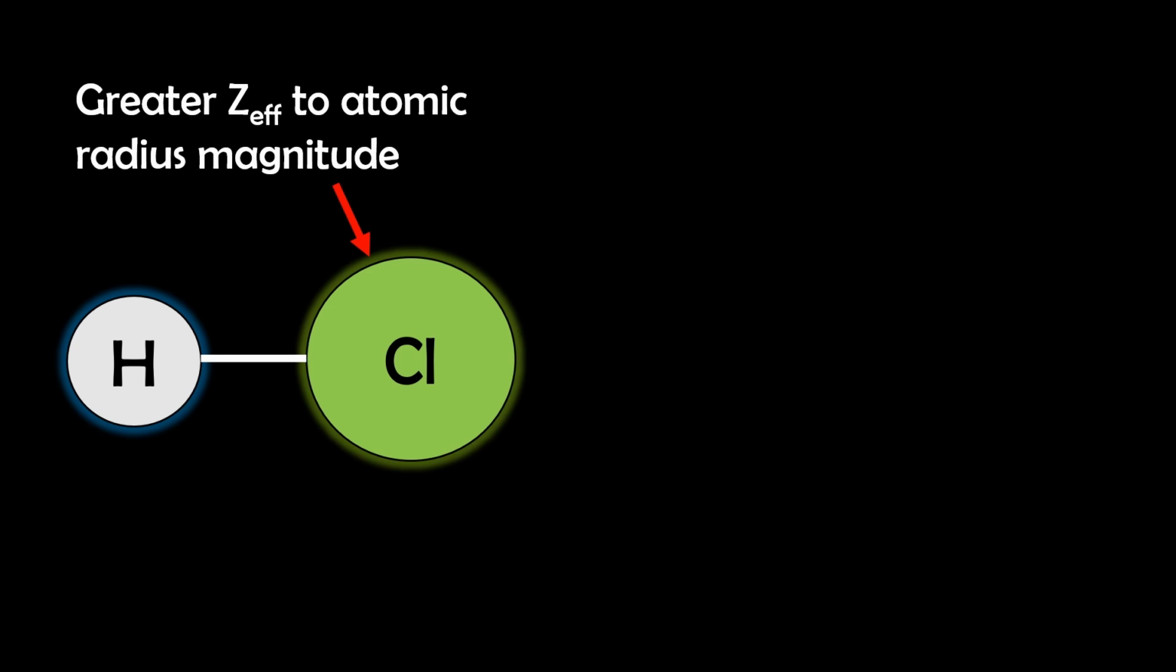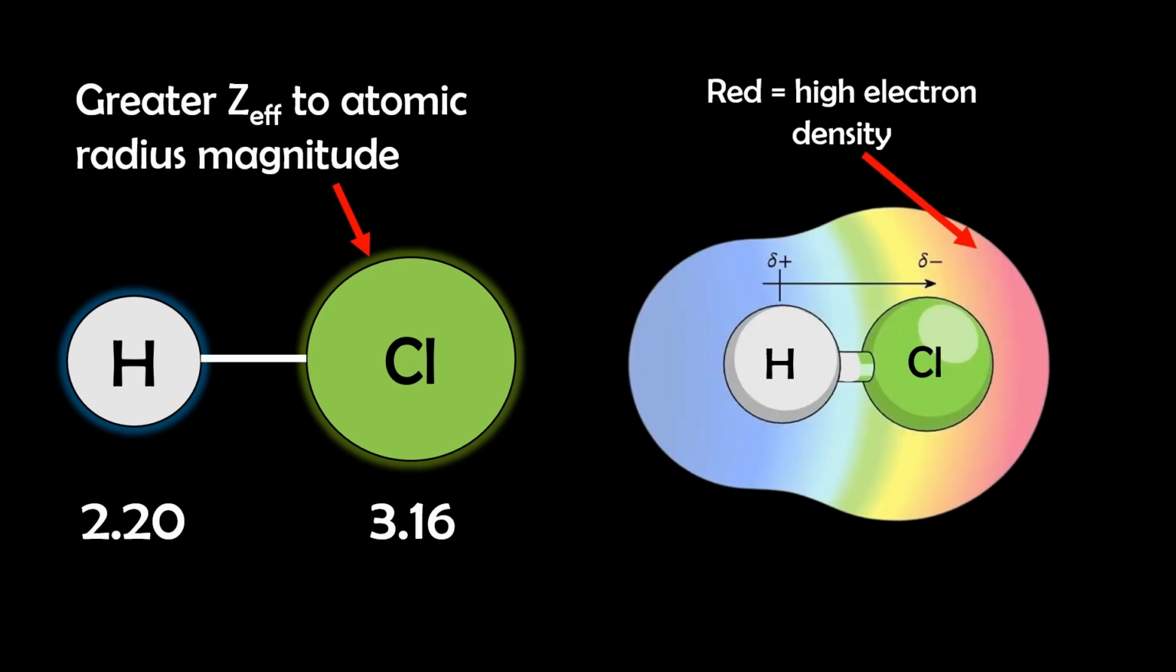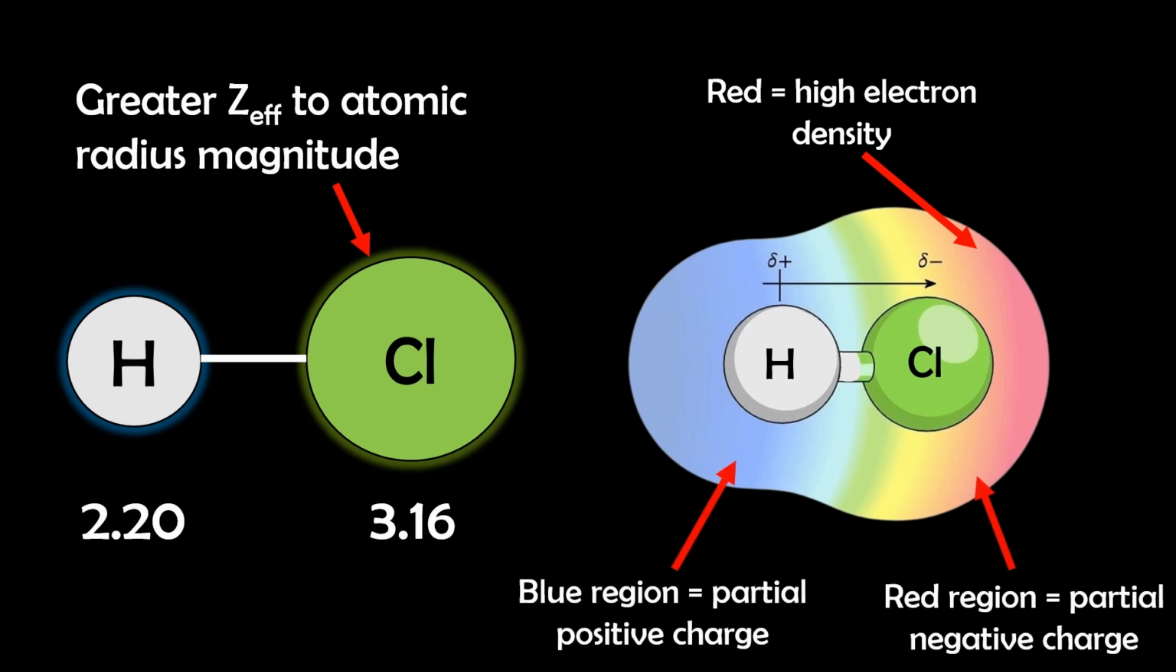So take hydrochloric acid, for example. Chlorine, with its significant effective nuclear charge and relatively small atomic radius, has an electronegativity of around 3.16, while hydrogen has an electronegativity of 2.20. This difference creates an uneven distribution of electron density, with more electrons around chlorine, making it partially negative, and leaving hydrogen partially positive because it has less electron density around it. And this is what we call polarity, and it has important implications.